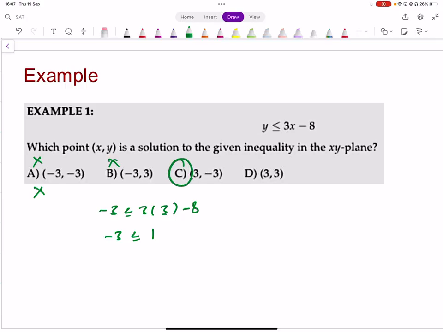So C is correct. Just to confirm, you can try the last one as well. And that's going to give you 3 less than or equal to 1, which is incorrect. So that means C is the answer. Okay. So in problems like these, you just input the options and see which one of those satisfies the inequality. Is that all right? No problems?